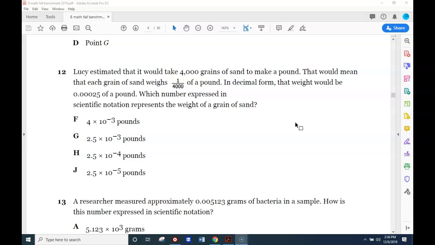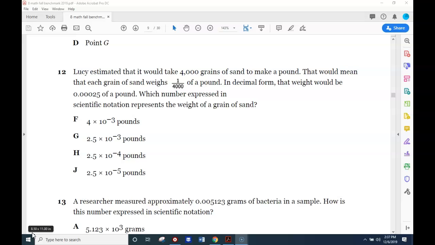Number 12. Lucy estimated that it would take 4,000 grains of sand to make a pound. That would mean that each grain of sand weighs 1/4,000 of a pound. In decimal form, that weight would be 0.00025 of a pound. Which number expressed in scientific notation represents the weight of a grain of sand?